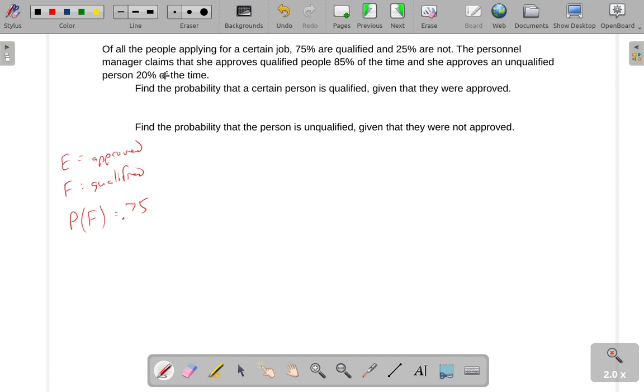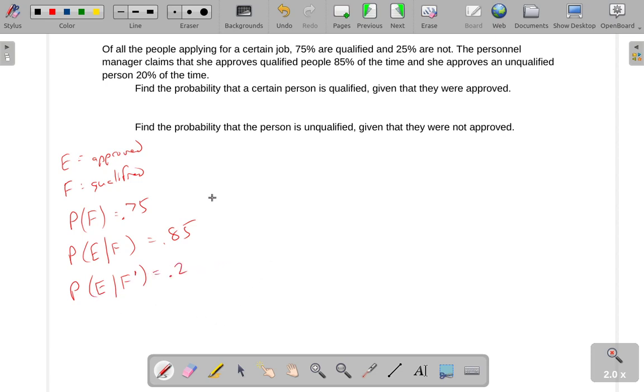The personnel manager claims that she approves qualified people 85% of the time. So if the person is qualified, the probability they are approved is 85%. The probability they are approved given that they were qualified is 0.85. It's important that when you're reading these conditional probabilities, you're able to write them down in the correct order. She approves an unqualified person 20% of the time. So again, we're talking about the probability of E, but given that the person is unqualified, so E given F complement is 0.2.